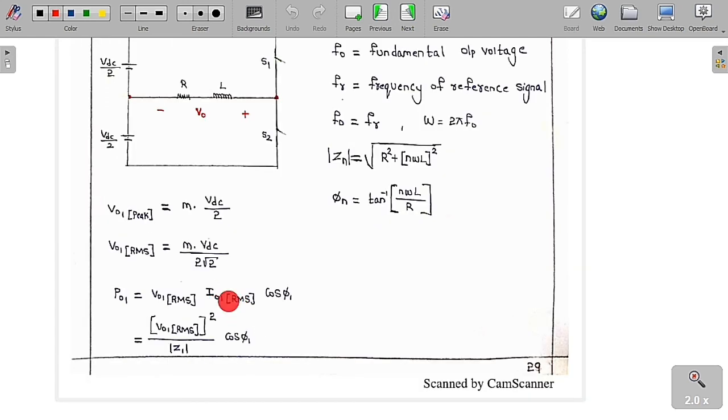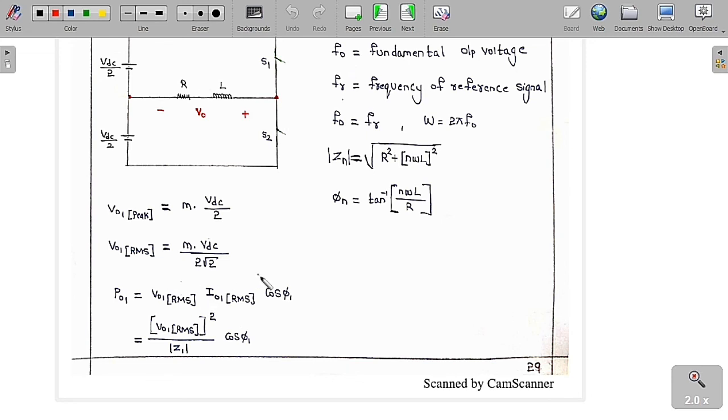I01 RMS is equal to V01 RMS by mod of Z1. Therefore we get V01 RMS whole square by mod of Z1 into cos phi 1. Zn is equal to under root over R square plus n omega L whole square; for Z1, keep n equal to 1. Similarly phi n is equal to tan inverse of n omega L by R, and we want phi 1, so keep n equal to 1. Because it is an RL load, the current lags the supply voltage, so we take only the fundamental component of the supply current.